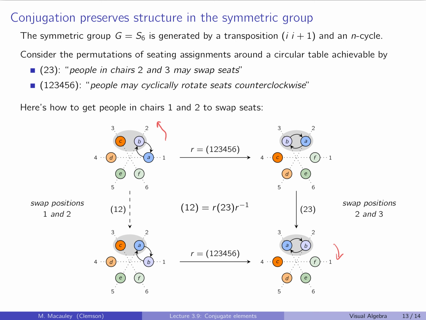Notice that the net effect is that all these other 4 people did not change positions, and A and B swap places. So we say that (1 2) is equal to R (2 3) R inverse. And this doesn't just work because we have this particular cycle, 1, 2, 3, 4, 5, 6. Any n cycle will work.